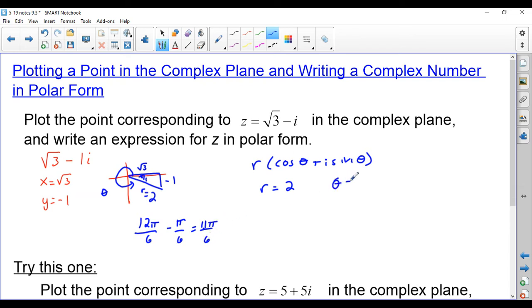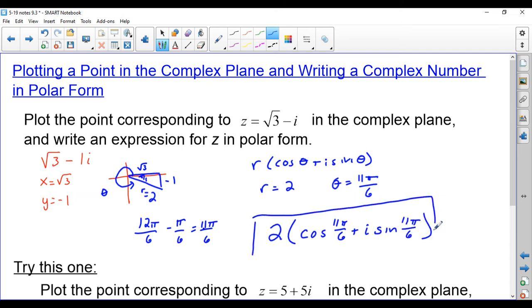That's my theta. So when I write this in polar form, I put the r first, so my answer is 2 times, and then I write cosine of 11 pi over 6 plus i sine 11 pi over 6. That's my final answer.